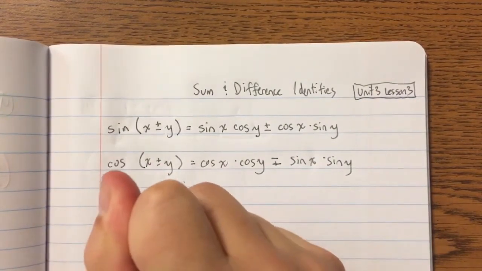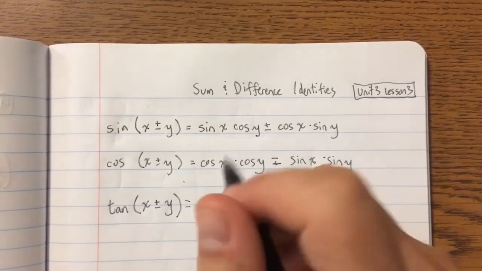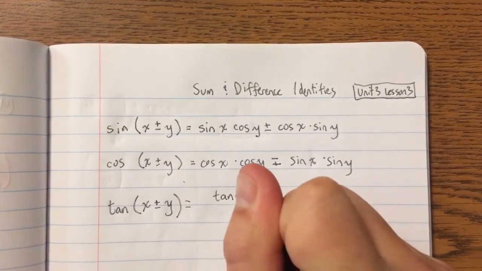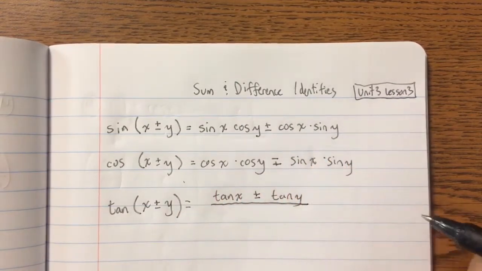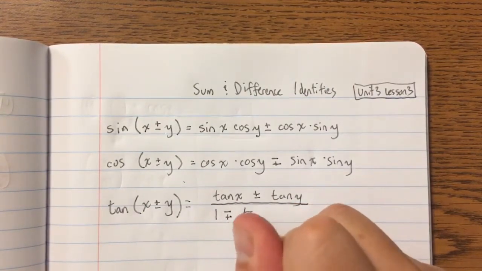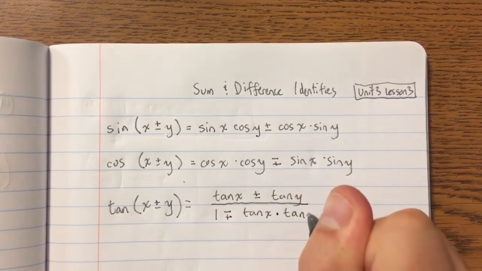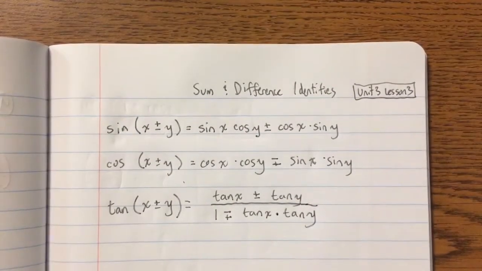Now for tangent, it's a little bit more involved. Again, you do not have to memorize these. I'm going to keep saying that, so don't worry about that. The other ones that we learned last time, you do have to memorize: the Pythagorean identities, the quotient, the reciprocal, but not these. Tangent x plus or minus tangent y is the numerator of this big fraction, over 1 minus plus tangent x times tangent y. These look pretty complicated, but really we're just going to plug a bunch of numbers in here, and then you'll use your unit circle to evaluate most of these.